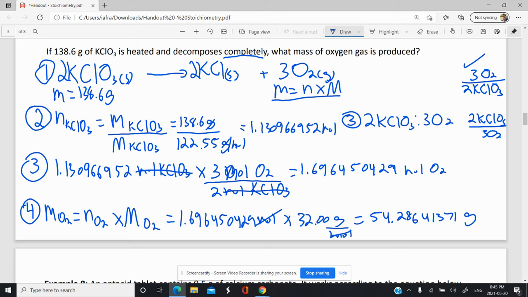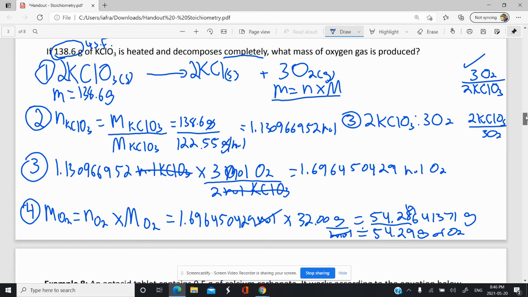54.2864137 grams. But we have to make sure we have the correct number of sig figs. Notice the only number here for us is 138.6. So there's 4 sig figs in the question. So we're going to have 4 sig figs at the end. So we'll have approximately 54.29, because 4 sig figs will be here, round up to 9 grams of oxygen.